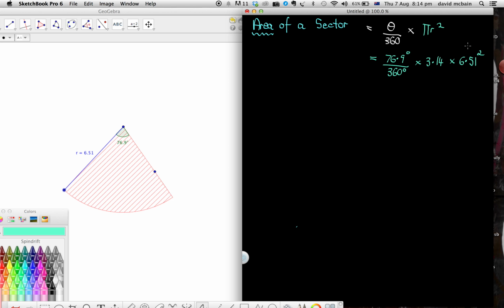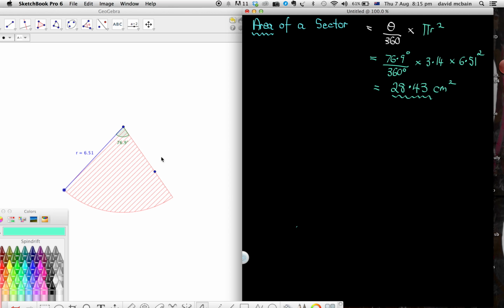And if we do that, our answer is 28.426. Actually, we'll just round that back to 28.43. And if these units were in centimetres, if that radius was in centimetres, then the area of our sector would be 28.43 centimetres squared. So that would be the area of this sector.